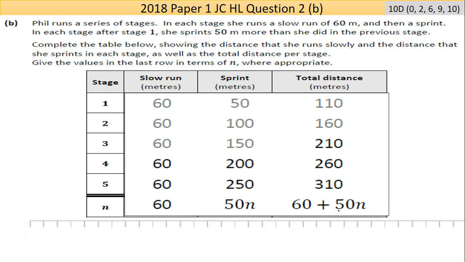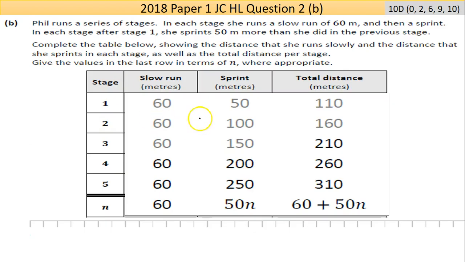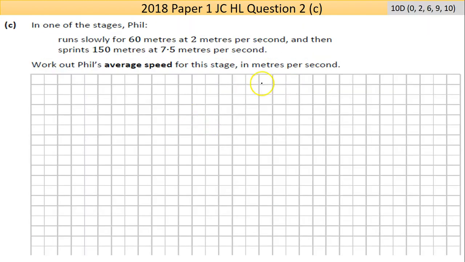Okay, that's it. Now, part C here is a little bit trickier. There's a lot going on here. In one of the stages, Phil runs slowly for 60 meters at 2 meters per second, and then sprints 150 meters at 7.5 meters per second. Now we know which stage that should be. It should be stage 3, so I'll write that down there.